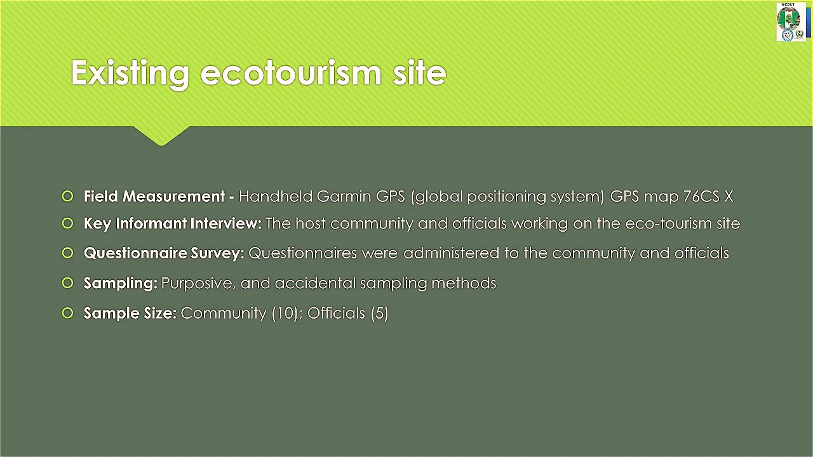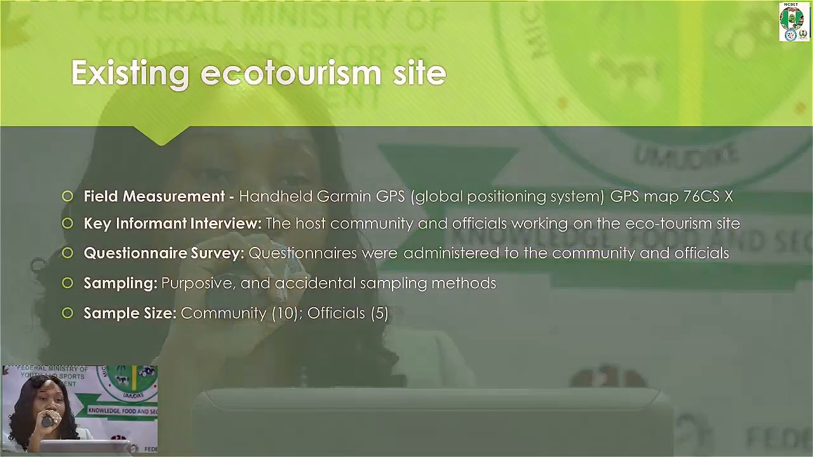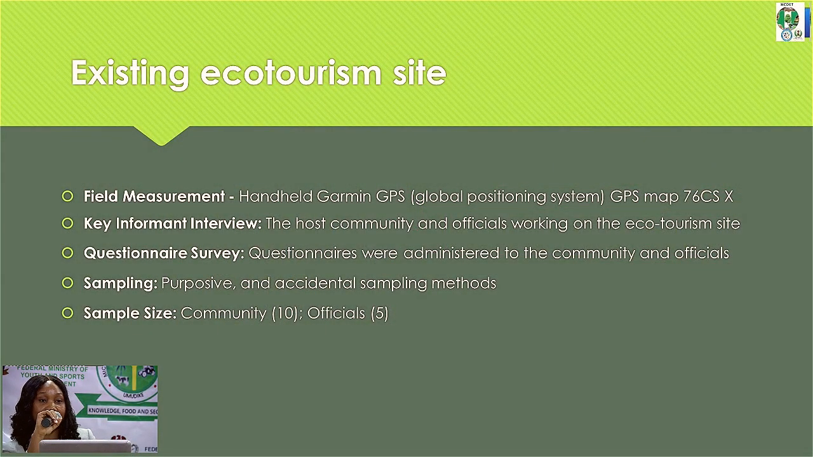Afterwards, some strategic respondents were interviewed during the course of the fieldwork exercise, which includes members of the host community and the officials working on the ecotourism site. This was done to acquire more information about the ecotourism site and to use the qualitative data collected to support the quantitative data. Afterwards, two sets of questionnaires were distributed to two subpopulations in the field for quality data.